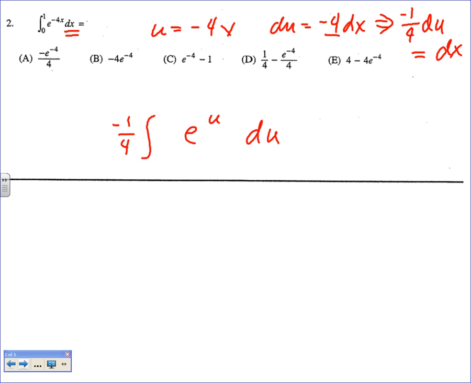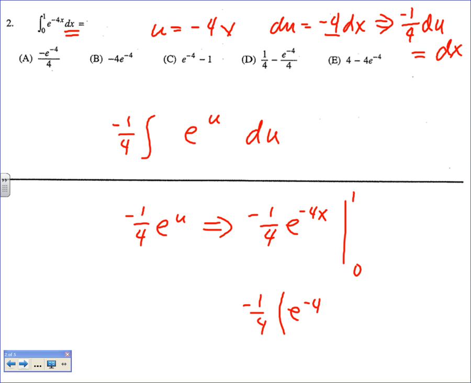And my limits are 0 and 1, but let's wait on those. Let's just evaluate. Won't that be negative 1/4 e to the u? And if we back substitute, won't that be negative 1/4 e to the negative 4x, right? Now let's bring back our original limits, 1 and 0. And if we put those in, don't we get negative 1/4 e to the negative 4 out front? And if we put 0 in, don't we get e to the 0, or 1?